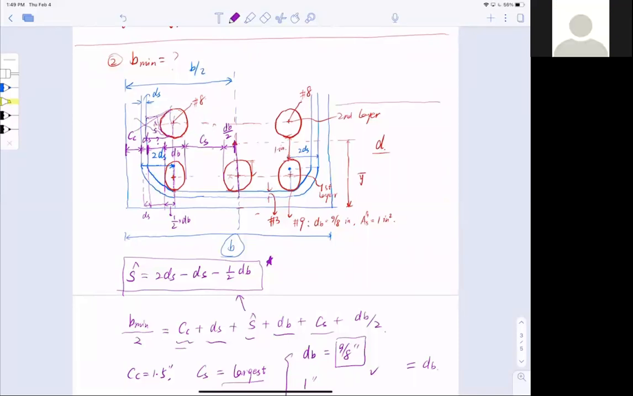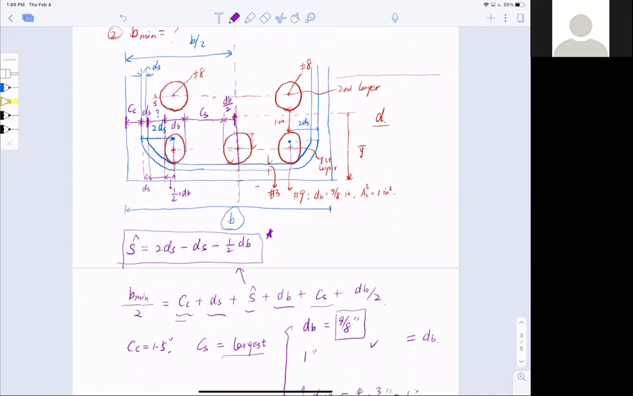And then for the S hat, would it also work if we did the clear cover plus the 2 Ds from the outside of the stirrup to the center of the bar? Yes, that is correct. And you may ask why bother going the long way. The reason is that sometimes engineers will require you to know the spacing here, so you know whether you can accommodate the bars or not. Okay, thank you. No problem.